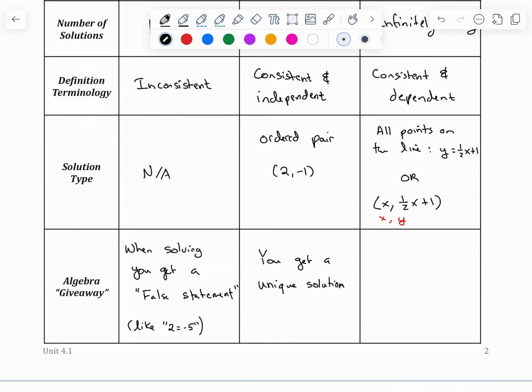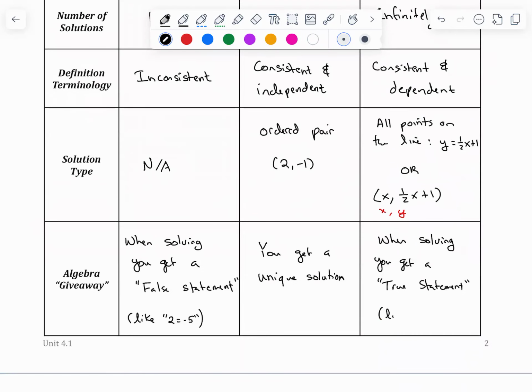And the last one is, what happens if you get consistent dependent? Well, when solving, you get a true statement. So something like, quote unquote, 10 equals 10. That's just a true statement. 10 is of course equal to 10. And that might seem weird at first. Why is that the algebra giveaway?